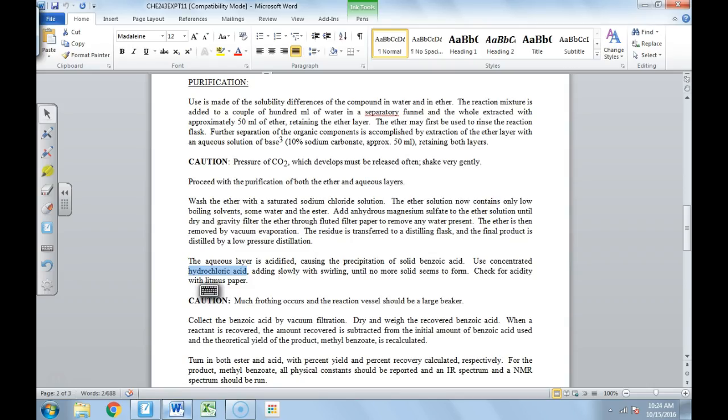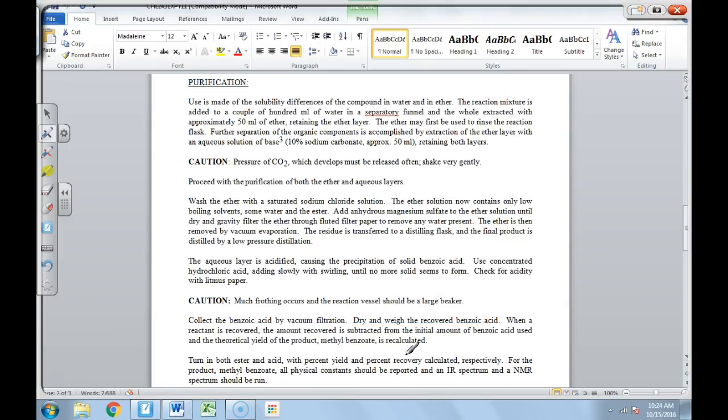Okay, so now we come back to this, and it says, look, much frothing occurs because you're adding an acid to a base. And then it says collect the benzoic acid by vacuum filtration, and then you're going to let that dry for a week, and you're going to weigh it, okay? And then look at what it says here. This is the key. This is why we're doing this.